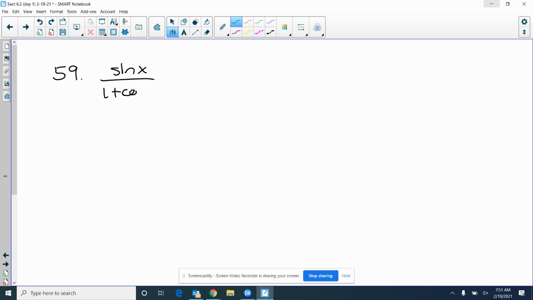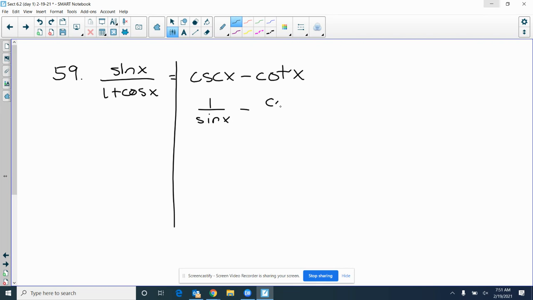1 plus cosine of x equals, I got the cosecant of x minus cotangent of x. All right, Eddie, how'd you do it? What'd you do? I converted them to cosine and sine. Okay, so over here on this side, that gives me 1 over sine of x minus cosine of x over sine of x, and I can write this as 1 minus cosine of x, correct, over sine of x. Am I good there? Yeah.